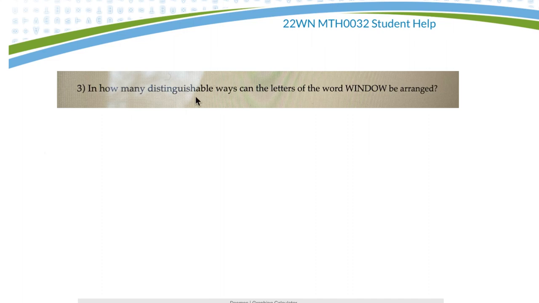Okay, here's a couple of good questions. First one, how many distinguishable ways, so permutation, can the letters of the word window be arranged? So there's 1, 2, 3, 4, 5, 6 letters.